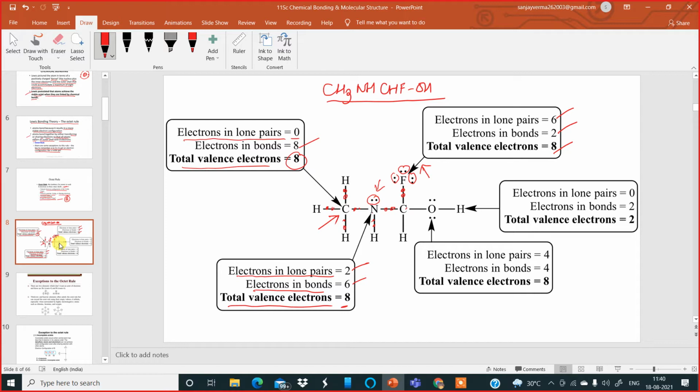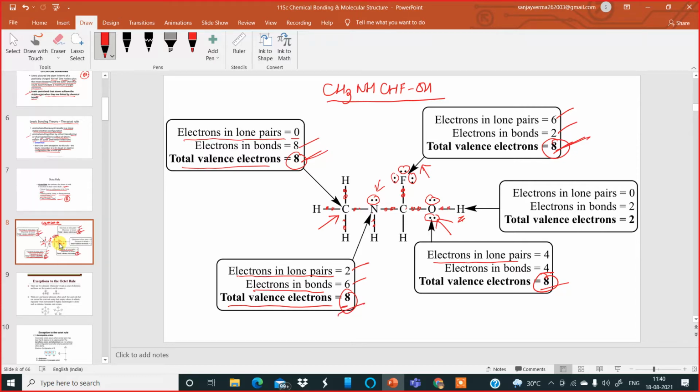Here also, after bond formation, 8 electrons. Here also 8 electrons. If you focus on this oxygen, you will see electrons in lone pairs is 4, 2 over here, 2 over here, and in bonding pairs 1 to 1 to 4. So it is coming to a total of 8. If you look at all the atoms except this hydrogen, all are acquiring 8 electrons. So that is the octet rule practically.